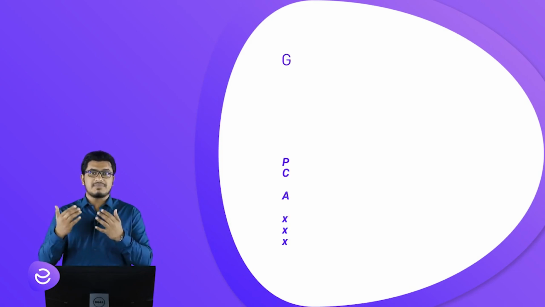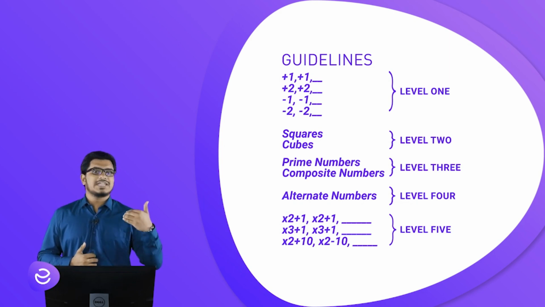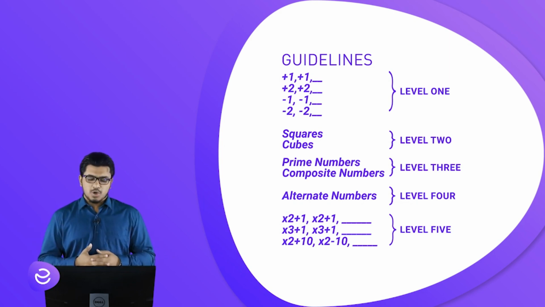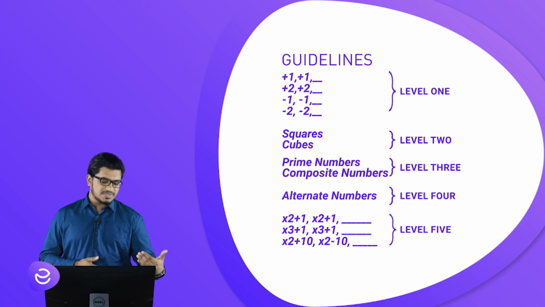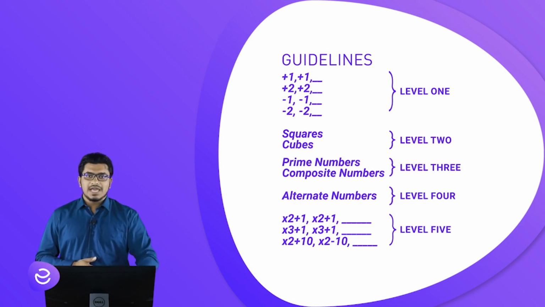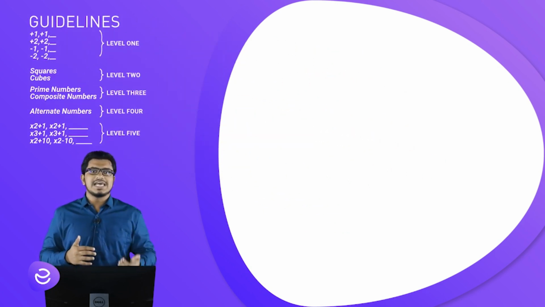On your screen you can see some guidelines. You can see 12 guidelines. That means, as I said earlier, you have 12 different types of patterns that are expected to come in the question paper. You have your plus 1 series, plus 2 series, minus 1, minus 2, squares, cubes, prime numbers, composite numbers, alternate numbers, and then compound or mixed relationships. We'll start with each one by one. The first 4 or 5 of them are very simple, and as you go forward we'll deal with some complex questions, but in general everything is very simple.